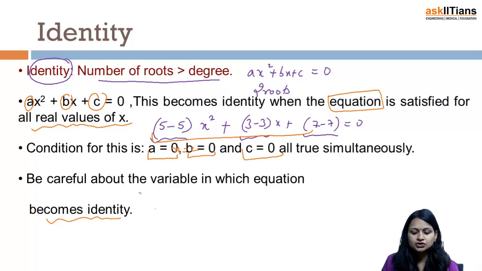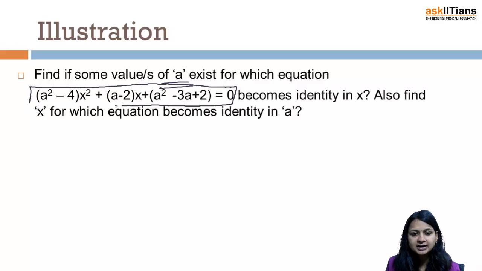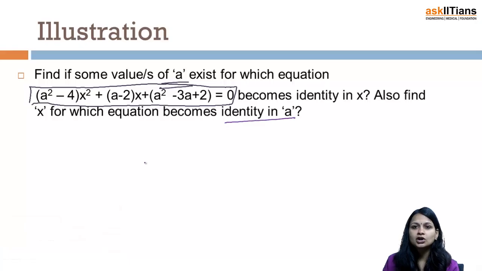We will solve a question and it becomes very clear. Okay, just to understand this question now. This question says, find values of a, okay, find if some values of a exist for this equation so that it becomes identity in x. And second part says that it becomes identity in a. Okay, so let us solve the first thing because I said that it should become identity in x.